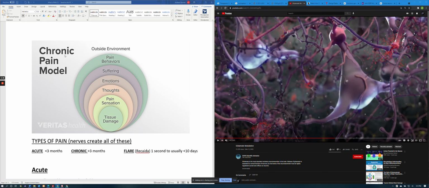We're going to start with this chronic pain model, which isn't the best, but we're going to use this as one of our ways of understanding how chronic pain works. And we're going to talk about other types of pain that will be important for you to keep in mind and remember.